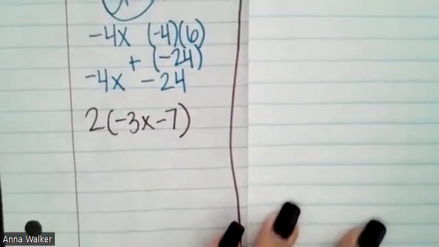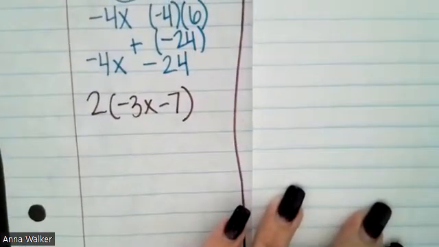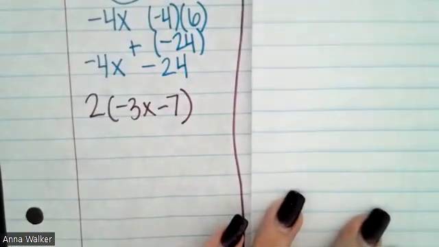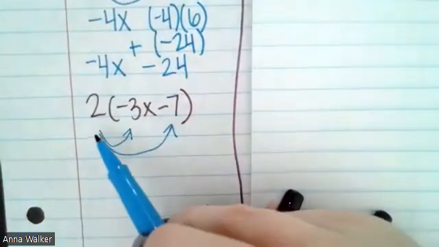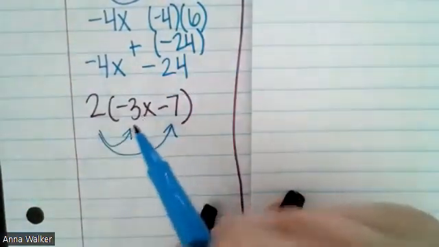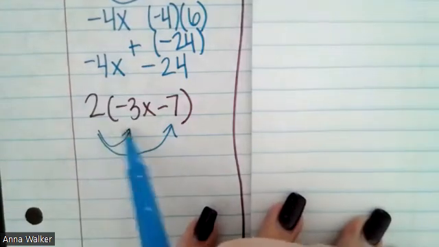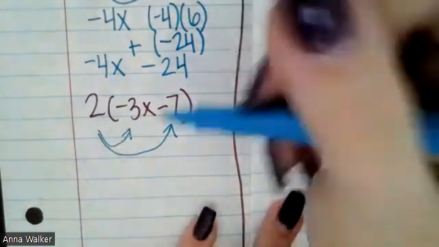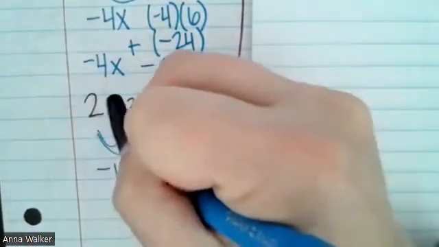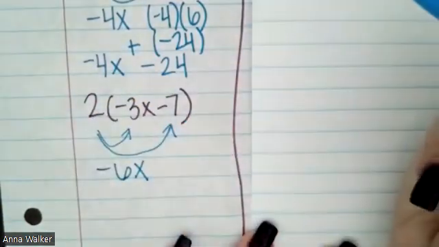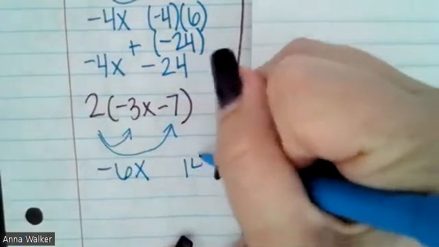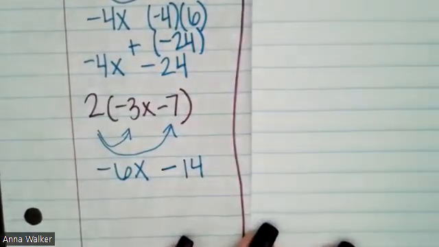In this case, we have the problem 2 times the group -3x minus 7. So if I use the distributive property to distribute this 2 to -3x, while they are not like terms, we can multiply the coefficients here. We can multiply 2 and -3 to make a new term. So 2 times -3 would be -6, and then we have to keep x attached. And then if we do 2 times 7, that is going to be 14. And we're going to keep the subtraction sign in between.